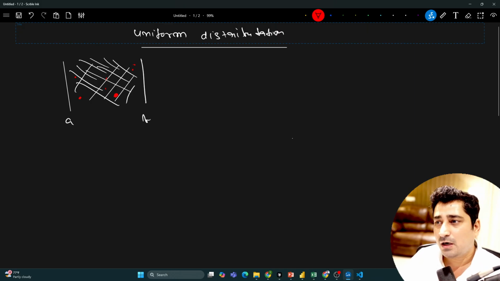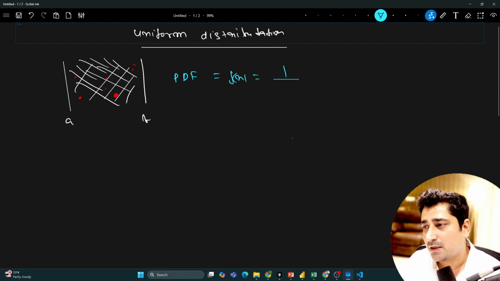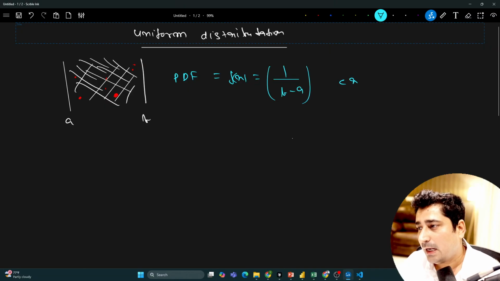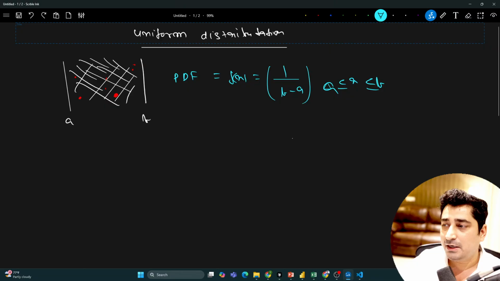Now, if I talk about the probability density function, the PDF, for this uniform distribution, this function is nothing but 1 divided by B minus A, where X is in between A to B. So this is what it says, by the way. Any given data will be in between A to B. Now let's try to understand it with the help of a problem statement.